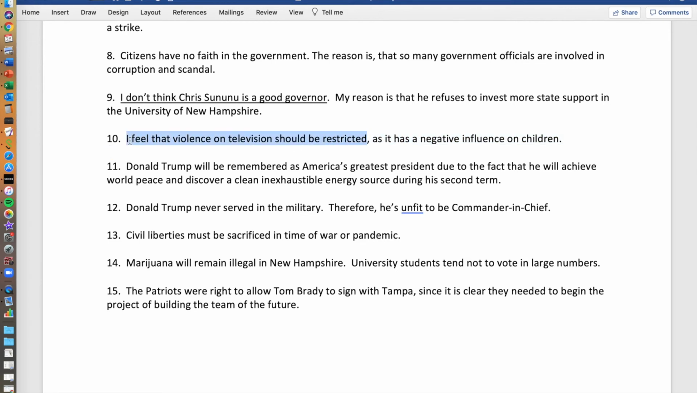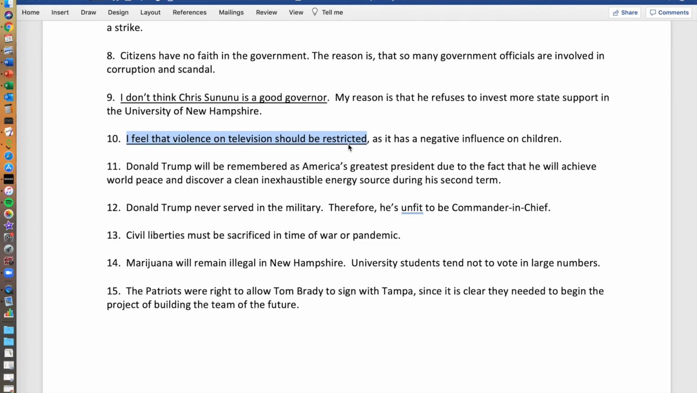So the question is, is this functioning as a claim and an argument? And indeed, this policy statement would be controversial. Not everybody would agree that violence on TV should be restricted. So we then get evidence why that policy should be put in place, because it has, or as, but as is the logical indicator here, right? As, that is, evidence follows: it has a negative influence on children. So this is an argument. It's a policy claim here.